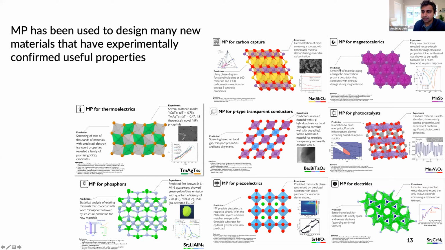In addition to these examples, I can't go through all of these in detail with the time that we have, but it's been used to identify materials for carbon capture, transparent conducting materials, piezoelectric materials, which convert mechanical pressure into electrical charge, magnetocaloric materials, photocatalysts, and electride materials. And these are all cases where the materials were identified in the computer, but then they were also made in the lab and their properties were tested in the experimental lab as well.